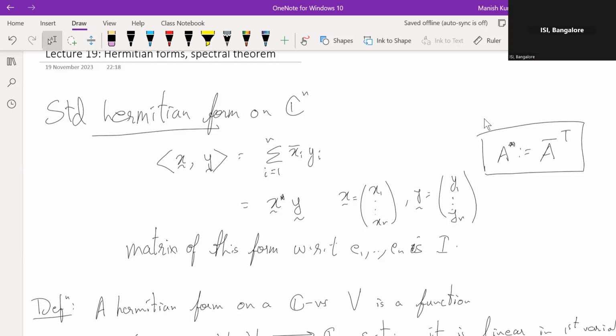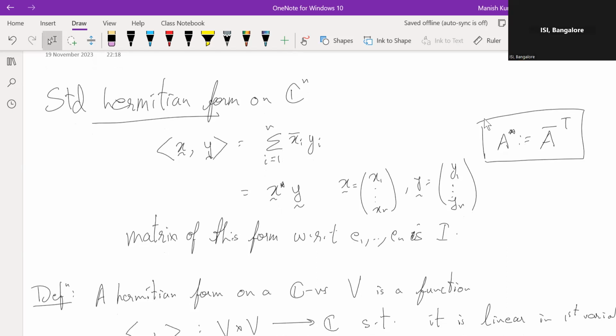And the matrix, I'll tell you how to write down the matrix. It's similar to the way we do it for the bilinear form. Remember, this is not linear in the first variable, because it becomes conjugate. But still you can write the matrix of this form. If you take the standard basis, then the matrix of this standard Hermitian form will be the identity. So let's see the definition.